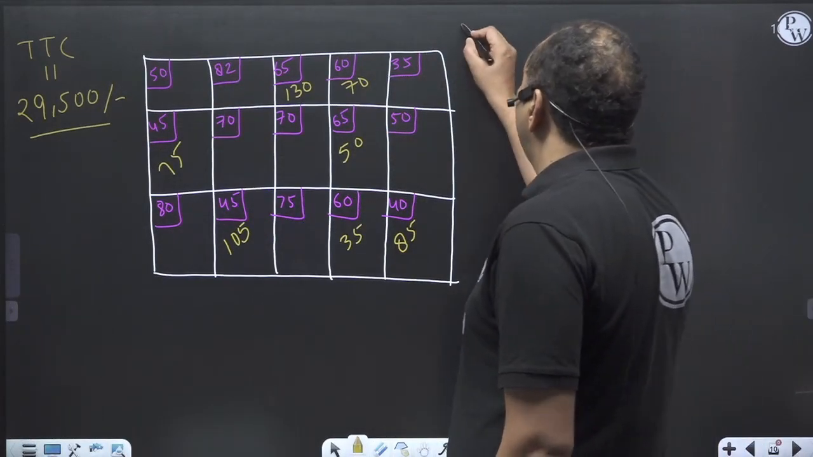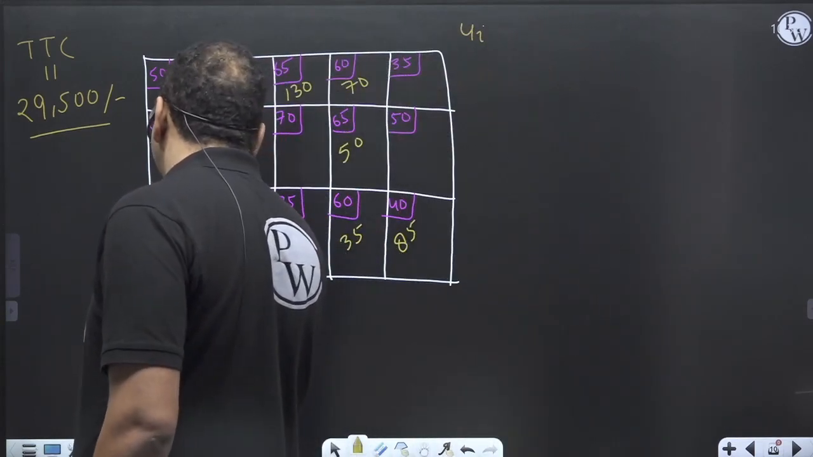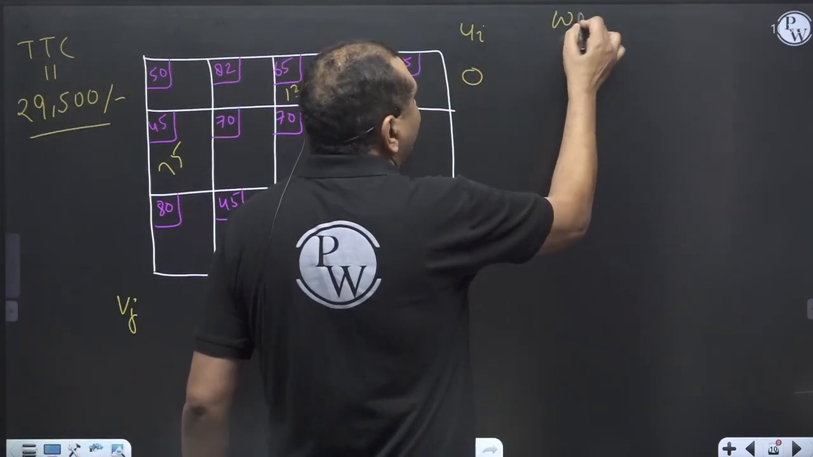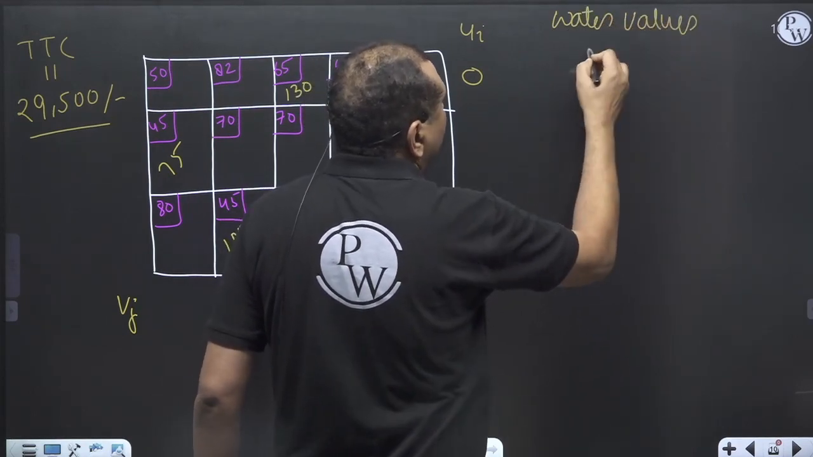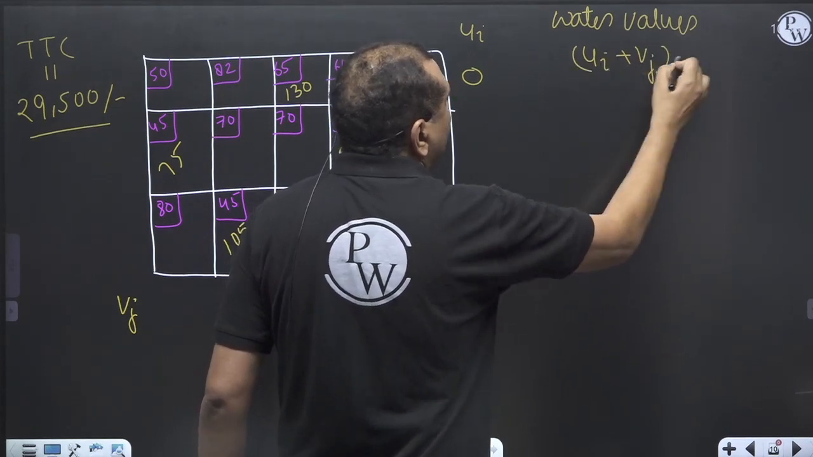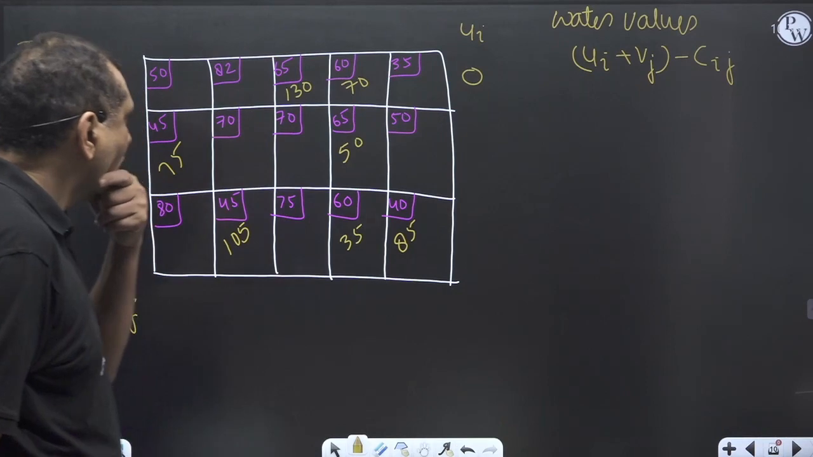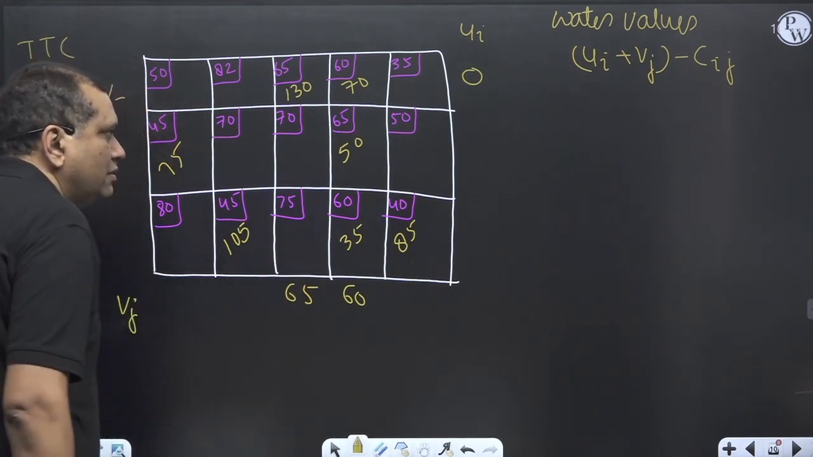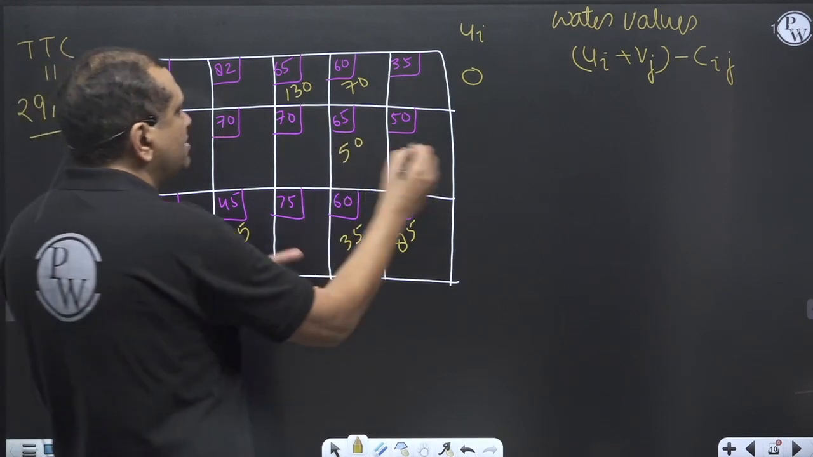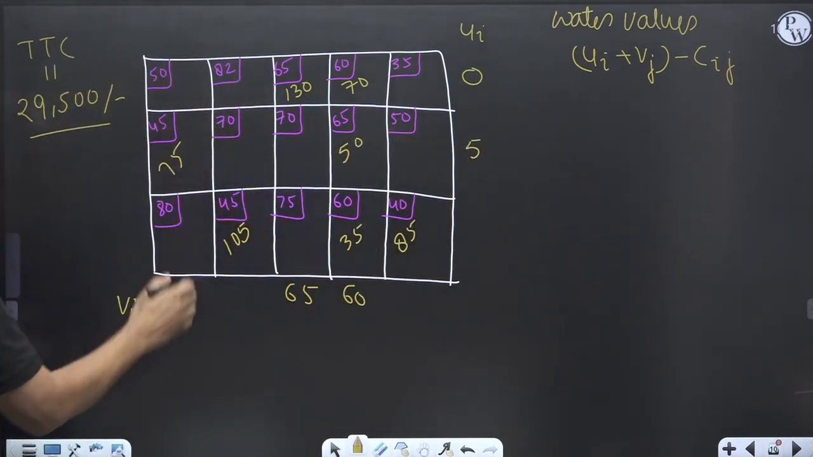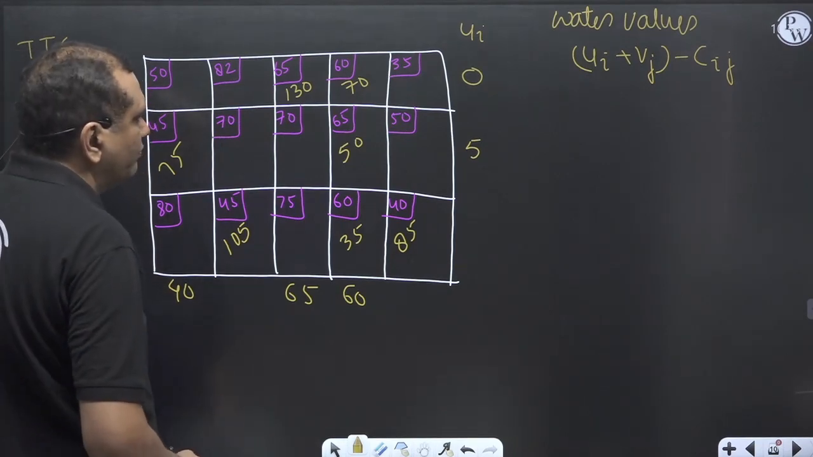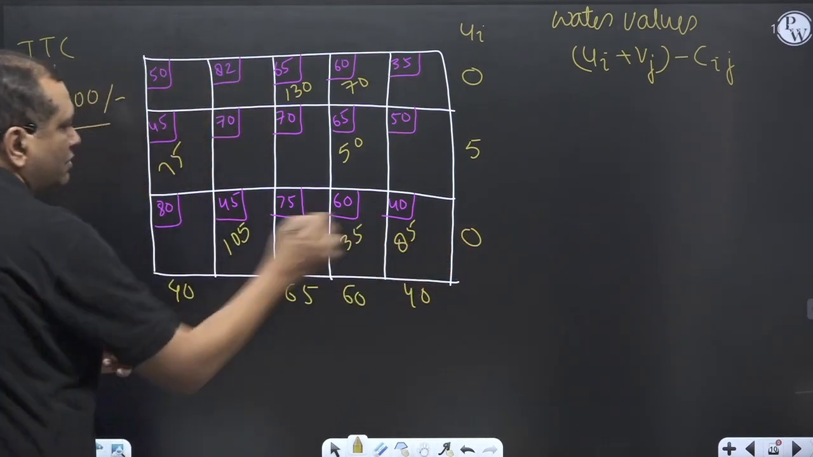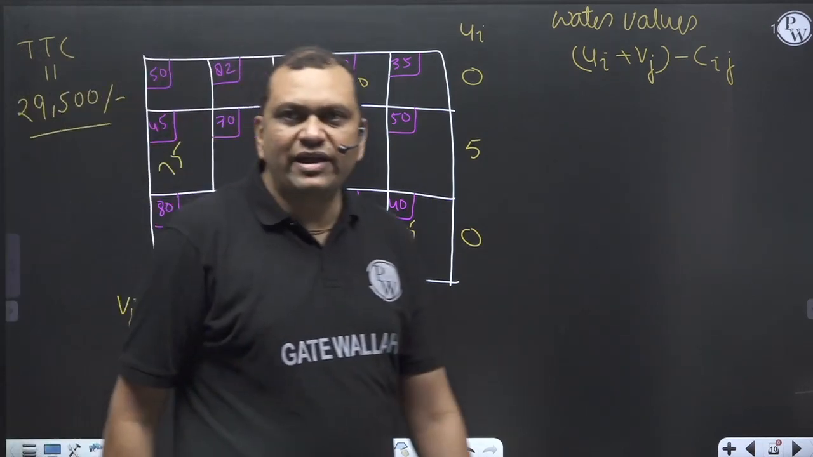So now let us find out UI and VJ. Let us put 0 here. Penalty values are UI plus VJ minus CIJ. So this must be 60. This must be 65. If this is 60, this must be 5. If this is 5, this must be 40. This is 60, this must be 0. This is 0, this must be 40. This is 0, this must be 45. See, all UI and VJ came.